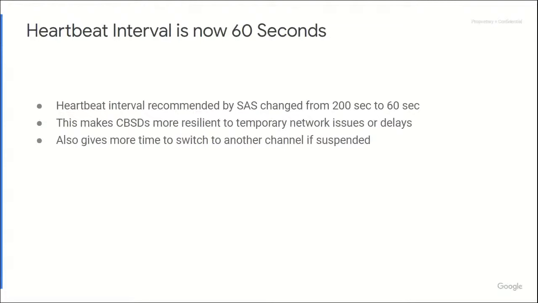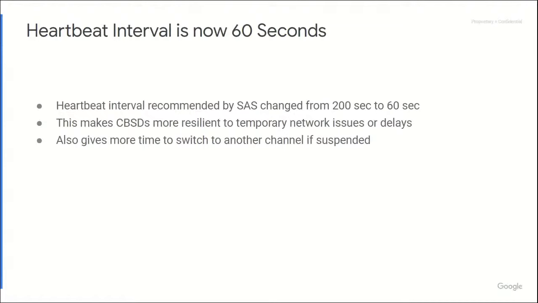So the recommended heartbeat interval used to be 200 seconds, and now it's 60 seconds. This is a value that the SAS provides to the CBSDs, telling them when they should heartbeat, how often, how frequent they should heartbeat. Previously, we were 200 seconds, and now we've changed that to 60 seconds.